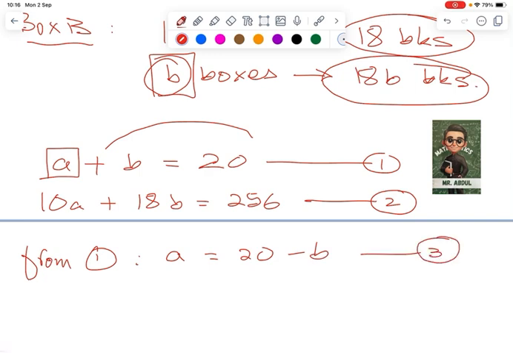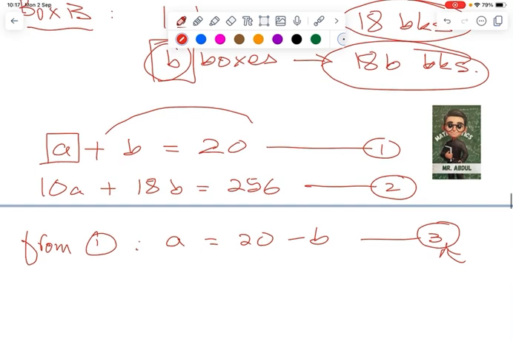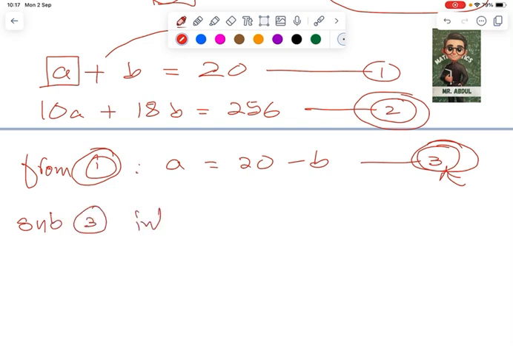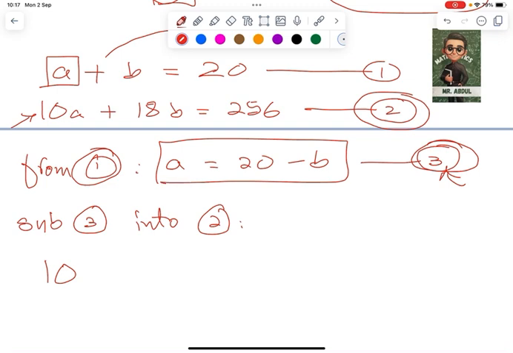And I will substitute equation number 3 into equation 2, all right? Because equation 3 comes from number 1, right? So what you're going to do is substitute equation 3 into equation 2. What happened is that we have 10A, right? So instead of putting 10A, A we already know is equal to 20 minus B. So might as well we just put 20 minus B here.